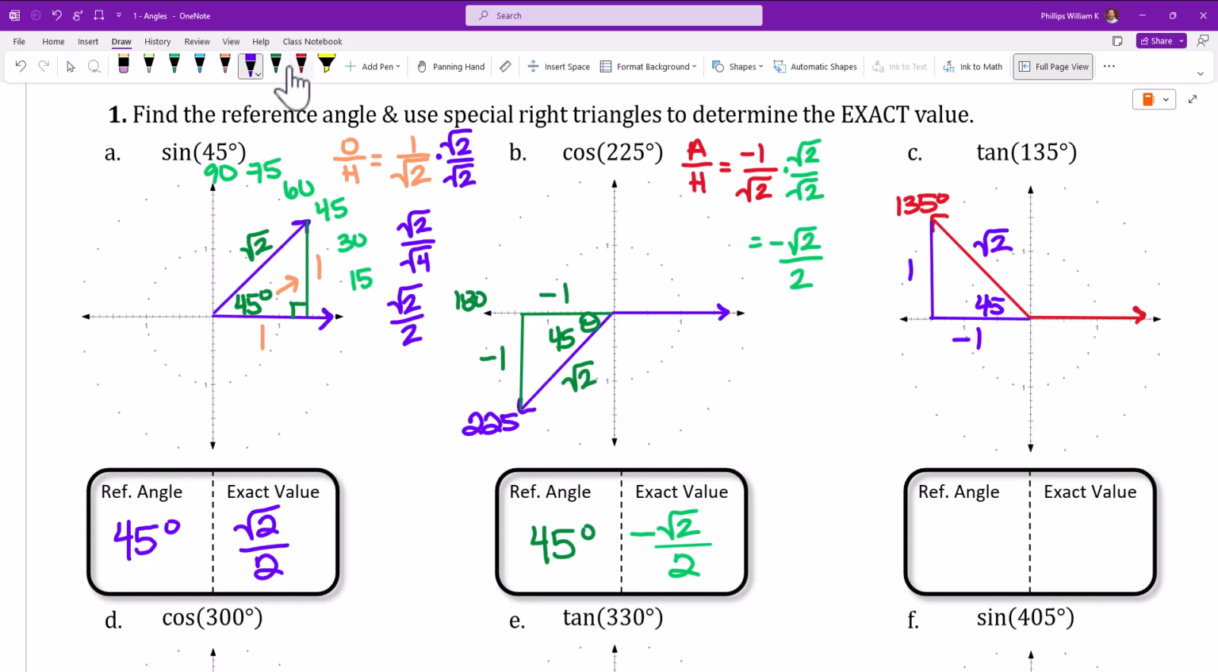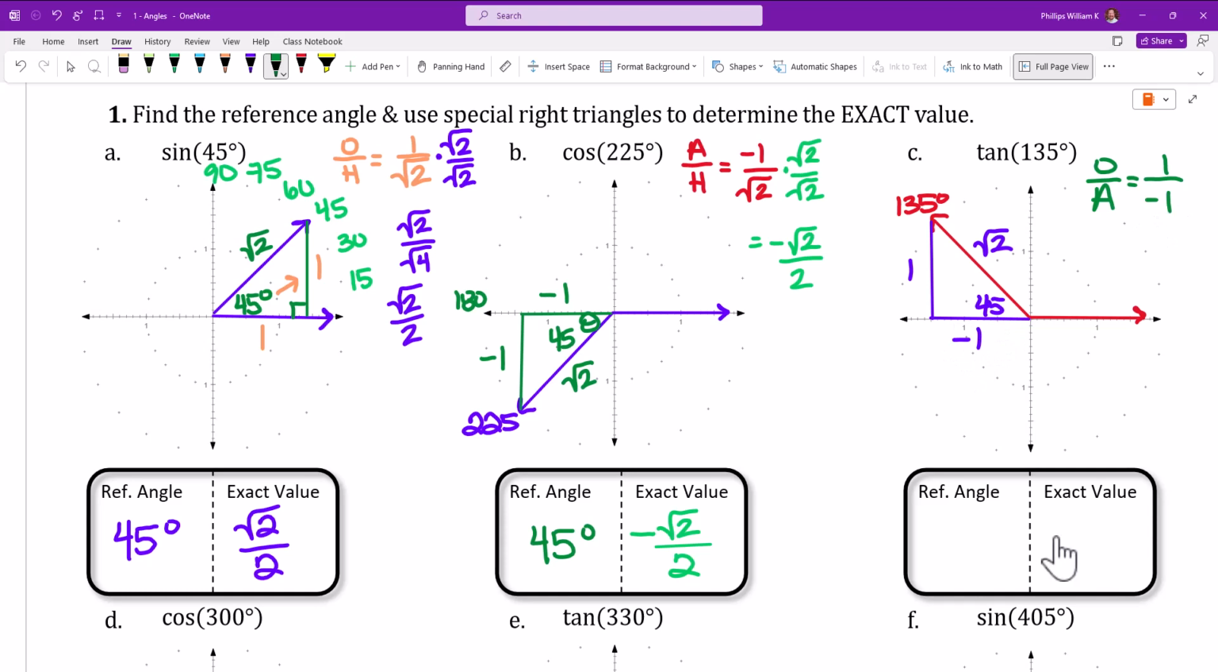Now, tangent we know to be the opposite leg over the adjacent leg. So the opposite leg of theta is 1, and the adjacent leg of this 45 reference angle is negative 1.